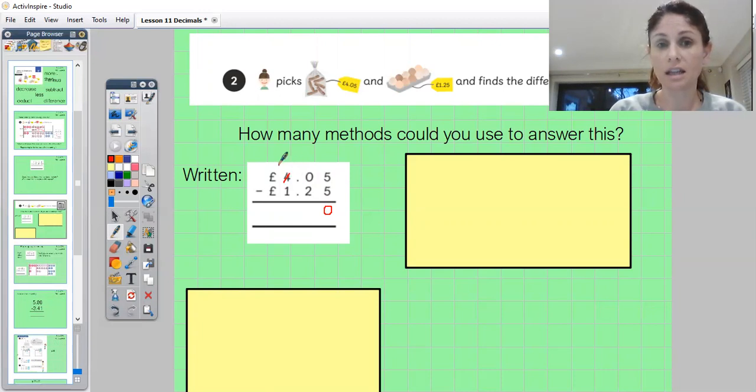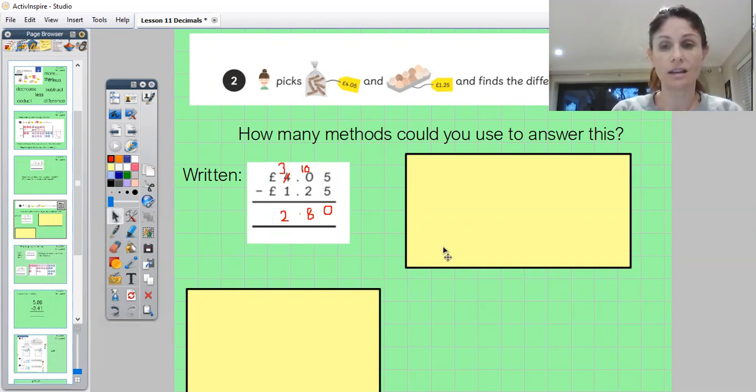I'm going to change that to 3 ones, and I'm going to bring over 10 tenths. So 10 tenths goes there now. So now I've got 10 take away 2, and I can easily do that. It is 80. Don't forget my decimal point. And then 3 take away 1 leaves me with 2, £2.80.